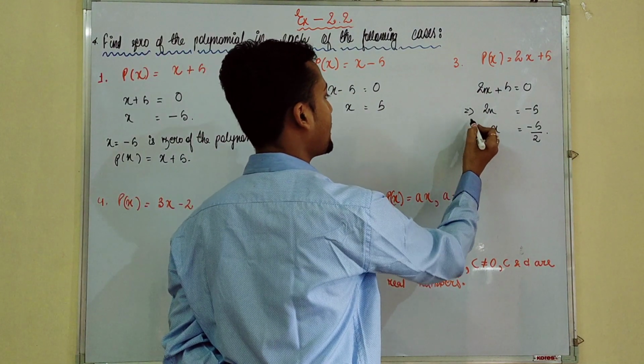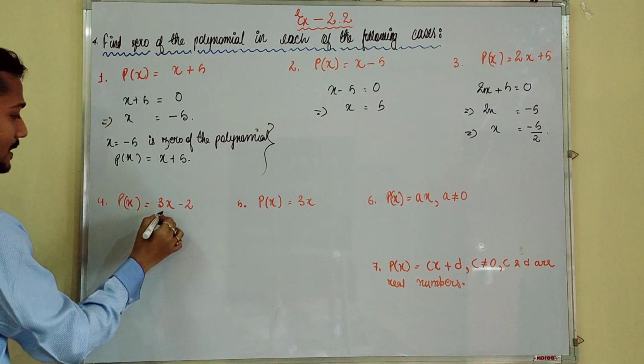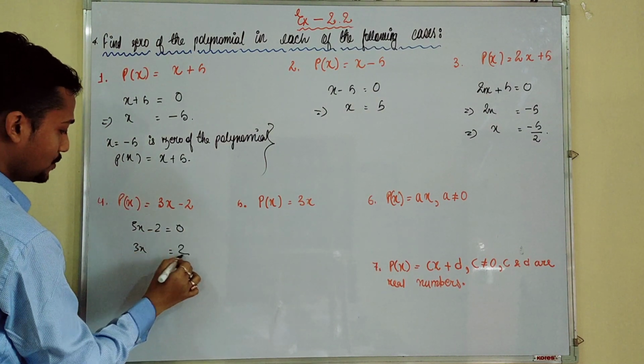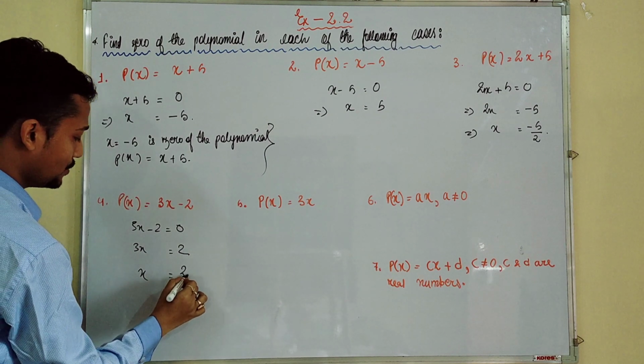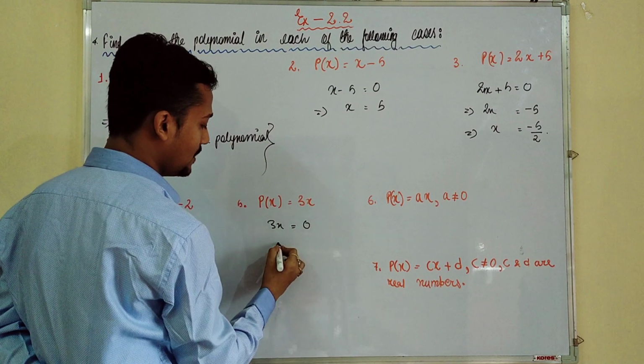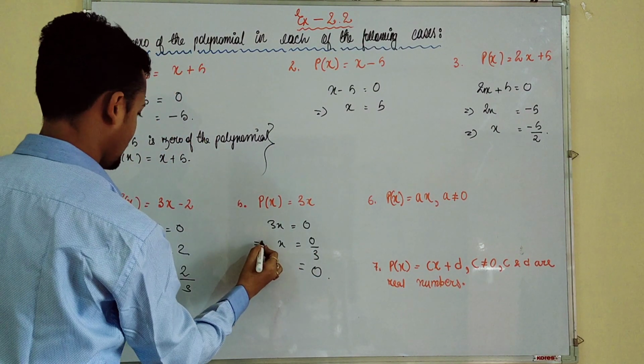Okay. 3x minus 2 is equal to 0. 3x is equal to 2. x is equal to 2 by 3. This will be what? 3x is equal to 0. x is equal to 0 by 3 is equal to 0. Okay.